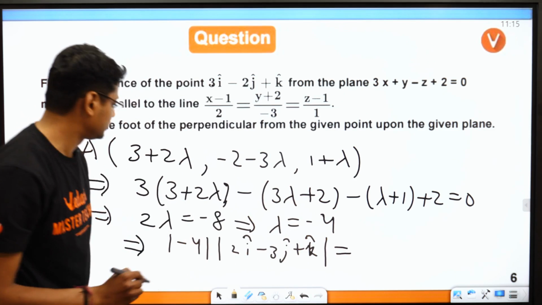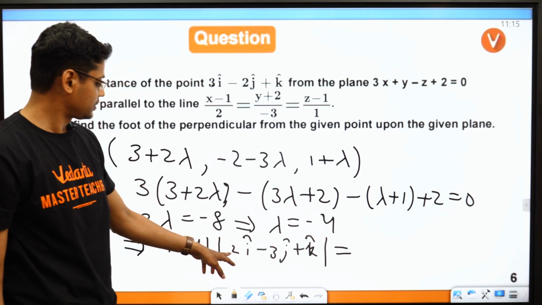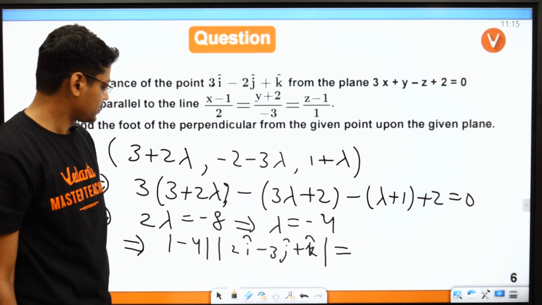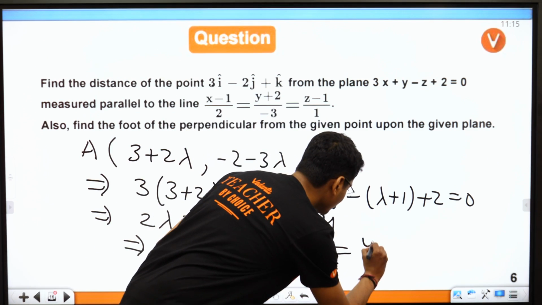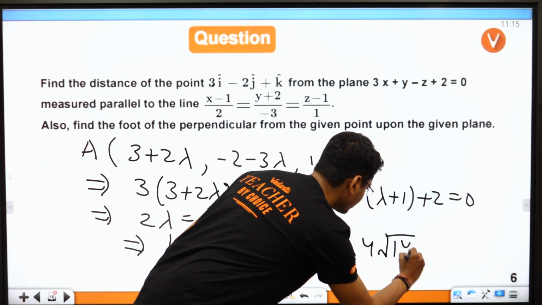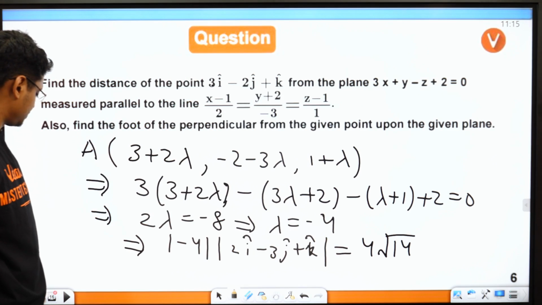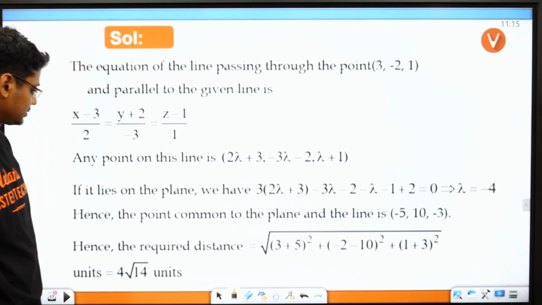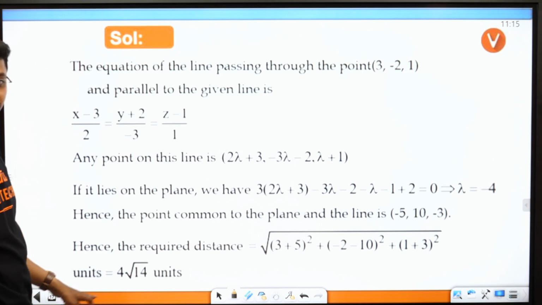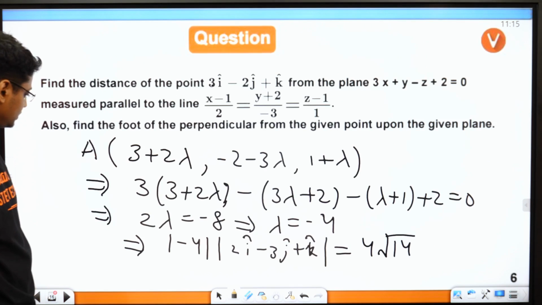So this is equal to 4 root 14. So this basically should be my answer. Let's check the answer. 4 root 14 units. All right, that's it.